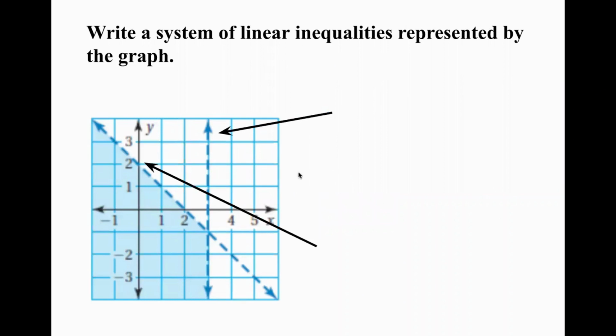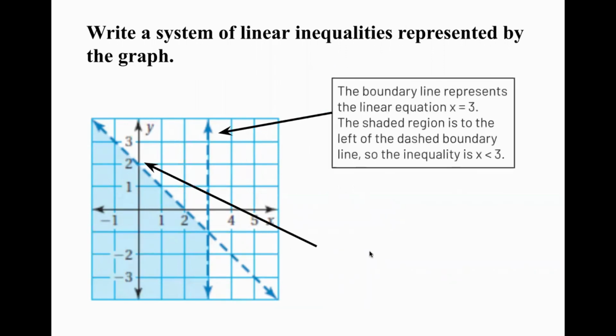Let's go ahead and look at this next example. We're going to write a system of linear inequalities represented by the graph. So I'm going to start off with our vertical line right here. Looking at our vertical line, we see that it passes through the x-axis at +3. And remember that a vertical line is x equals a certain point on the x-axis, which would be 3. So we know that our equation is going to be x equals 3.